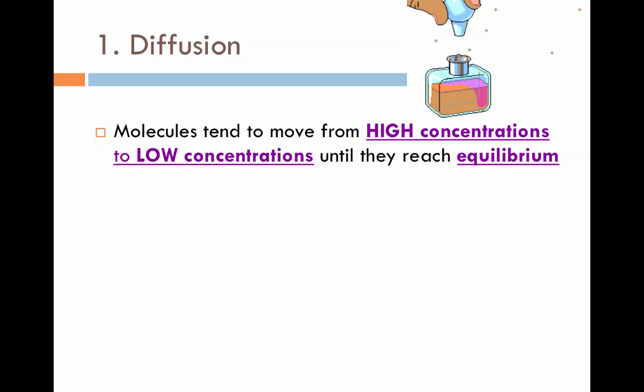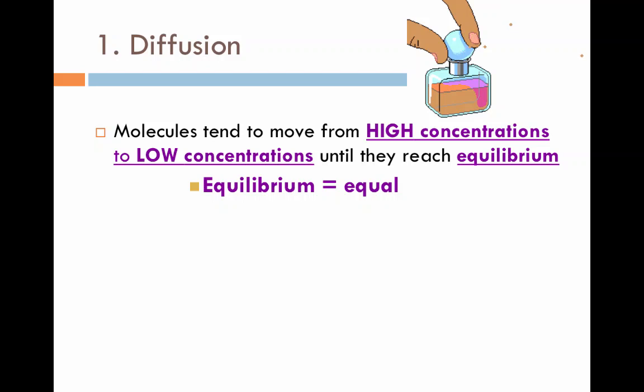Look at the animation in the top right. We have a bottle of perfume. There's lots of perfume molecules inside that bottle, and when you lift off the top, the molecules move from inside the bottle, which has a high concentration of perfume molecules, to outside the bottle. It's moving from a high concentration to a low concentration until it reaches equilibrium. What is equilibrium? Equilibrium simply means equal, until the concentration on either side is equal.